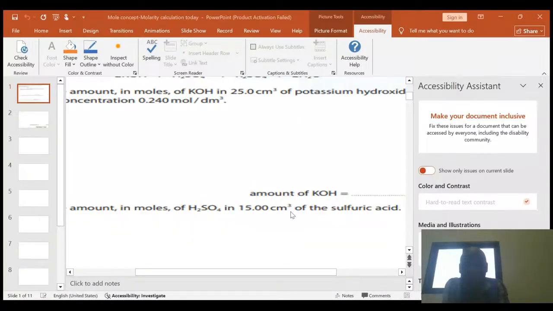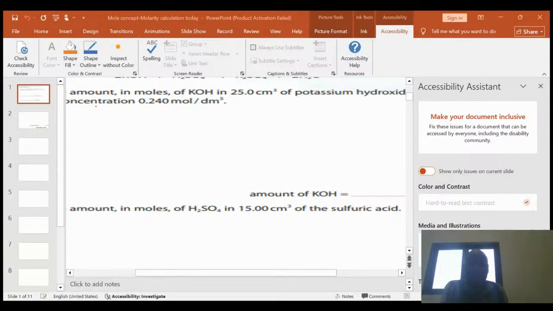So I'm solving it right away. You can make comments. This is the question that we need to solve. It's more of a concept question where we're given that potassium hydroxide reacts with sulfuric acid to produce potassium sulfate plus water. The first part of the question: calculate the amount in moles of potassium hydroxide in 25 cubic centimeters of potassium hydroxide solution.